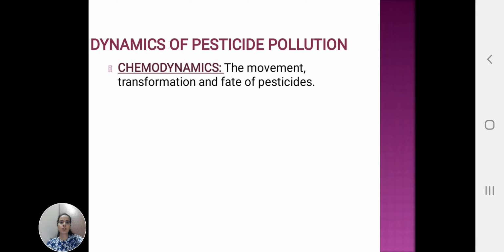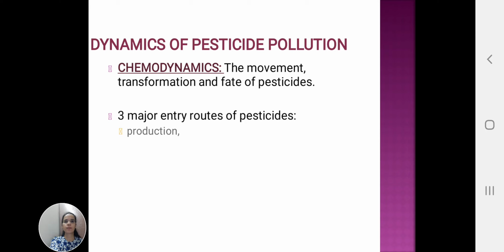Dynamics of pesticide pollution. There is a term called chemodynamics, made up of two words, chemo and dynamics. Chemo means chemicals and dynamics means the movement of those chemicals. This chemodynamics is defined as the movement, transformation and fate of pesticides in different environmental compartments. There are three major entry routes of the pesticides into the environment. These routes include the production, the usage and the disposal of the pesticides.